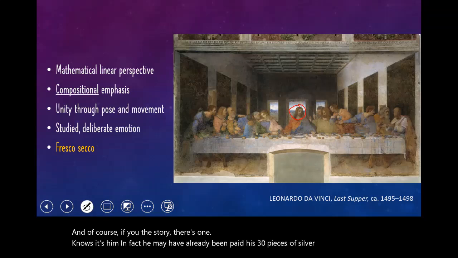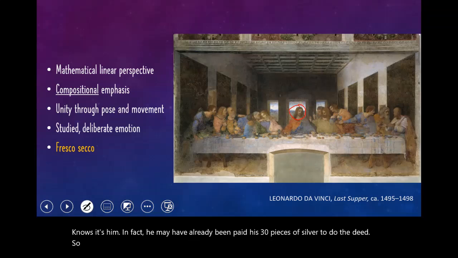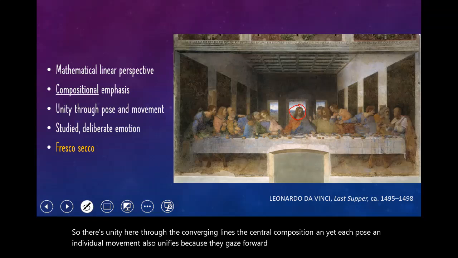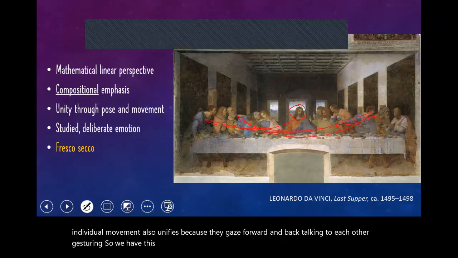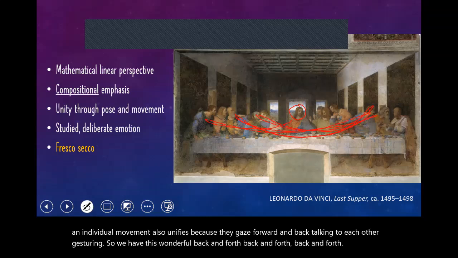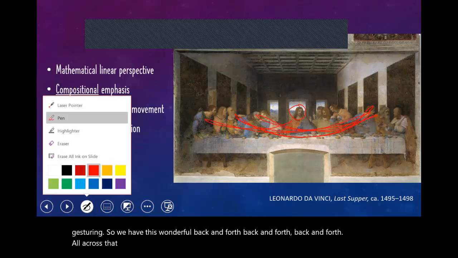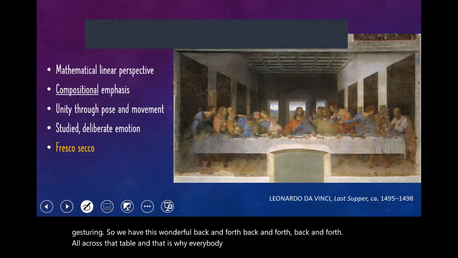So there's unity here through the converging lines, the central composition, and yet each pose and individual movement also unifies because they gaze forward and back, talking to each other, gesturing. So we have this wonderful back and forth, back and forth, all across that table. And that is why everybody's all on that one side.